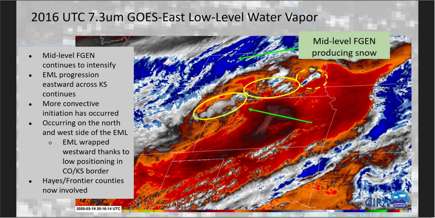So on the south end of that front, still some pretty good low-level moisture and temperatures in the 70s. But we can see that the EML has progressed across Kansas even further. That convection initiation continues to occur on the north and west side of the EML, which is wrapped westward there thanks to the low positioning near the Colorado-Kansas border.